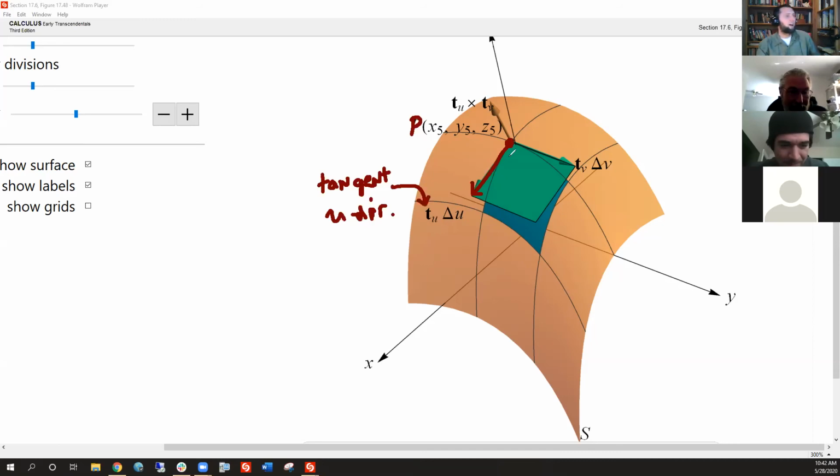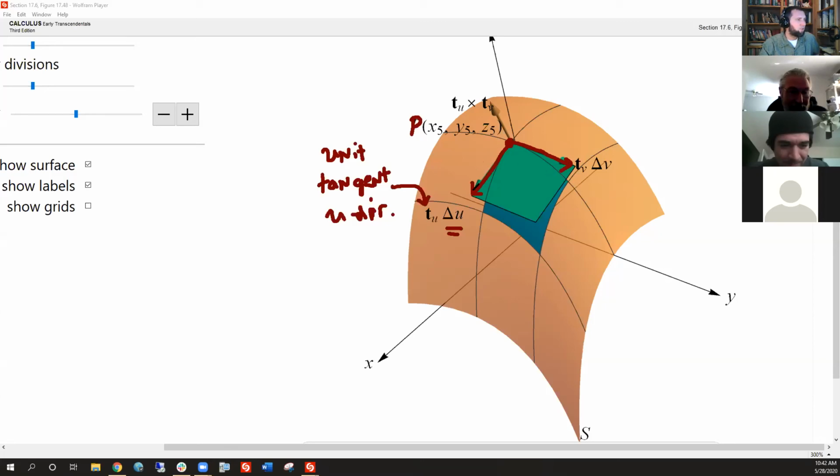And then we have to ask ourselves, how far in the U direction do we want to go? We want to go a length of delta U. I think I want a unit tangent, if I remember right. Unit tangent in the U direction, and then we're going to have a unit tangent in the V direction over here. So that will give me my other side vector.